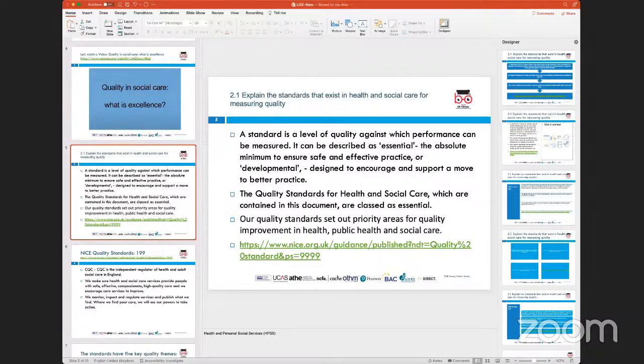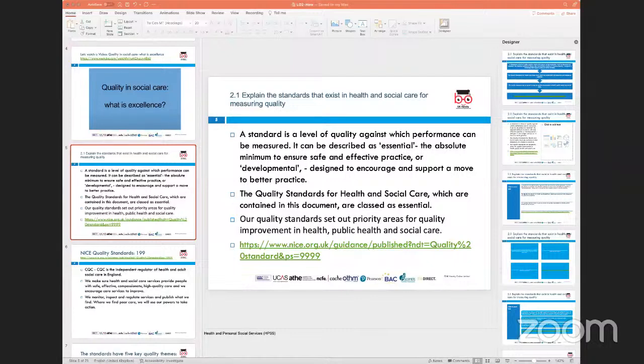Now, the first one that we look at is an assessment criteria which basically looks at explaining the standards that exist in health and social care. Now, what are standards? Standards are levels of quality against which performance benchmarks are done. Now, it is essential for us to understand that these are the absolute minimum, and they are required to be followed in order to ensure that the care being provided is safe and effective.